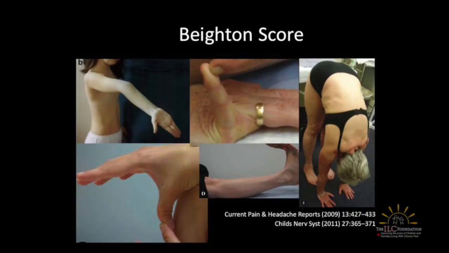Now, there are differences among articles in the literature. Some authors have suggested that a score of 4 or more is sufficient to identify hypermobility, and others have said it must be 5 or more. The Beighton score clearly changes with age, and this is one of the areas for which greater research is needed.